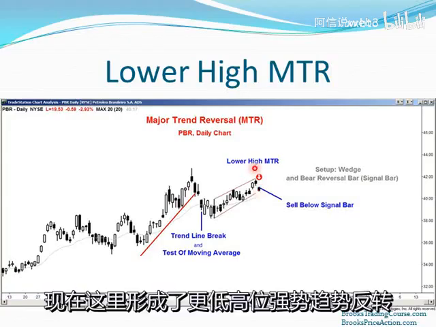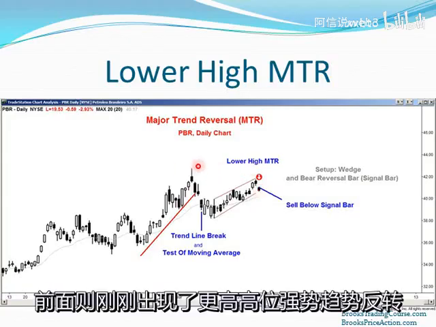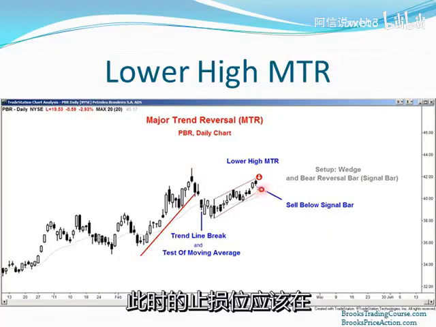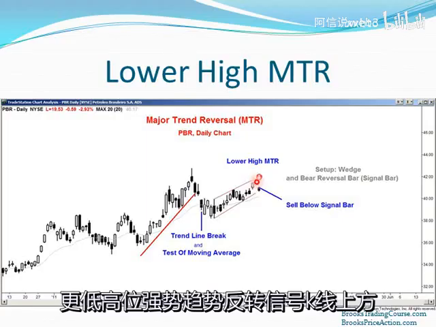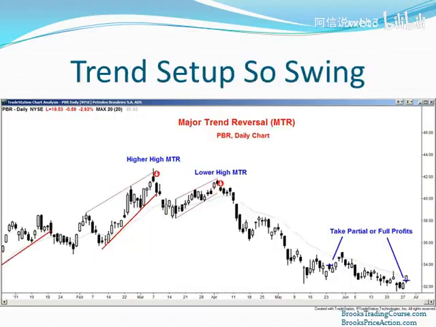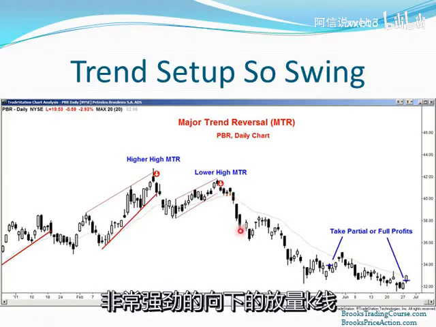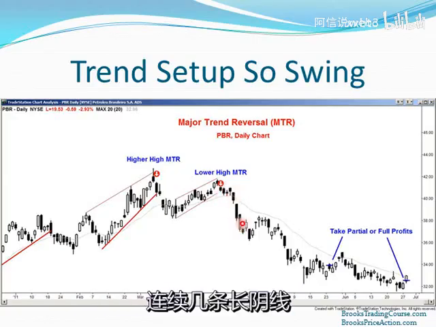So now we have a lower high major trend reversal after a higher high major trend reversal. And your stop at this point is above this second signal bar, the lower high major trend reversal signal bar. And this is what followed. A very strong bear spike, several big bars.